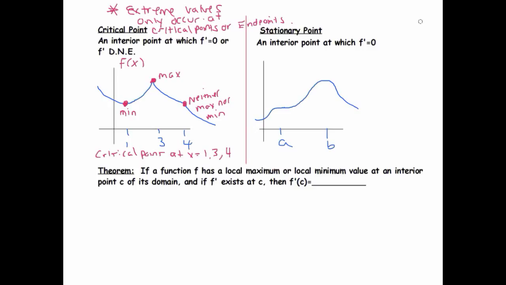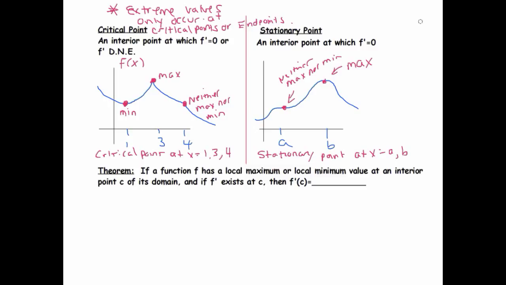A stationary point is just defined to be an interior point where the derivative is 0. So in this graph here, I've got a stationary point at A. And I've also got one at B, because the derivative is 0 at both those instances. Again, make sure you take note of the fact that in this case we found an extreme value at B, but at A, there is no extreme value. So just because you found a place where the derivative is 0, that does not mean you found a max or min. You have to do some further analysis.